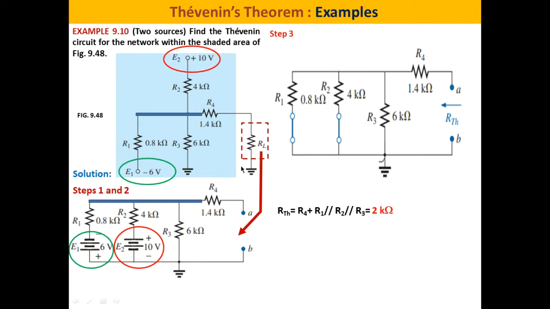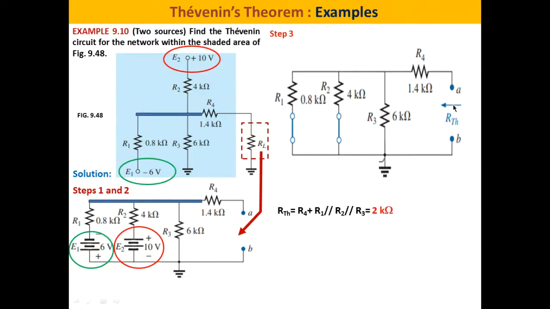Step number 3: we have to make all the sources 0. Here we have 2 voltage sources, and we have to make them 0, so we replace each one by a short circuit. This is what we have done in this figure. We have replaced E1 by a short circuit, and E2 by a short circuit. Then we have to calculate the Thevenin resistance, R Thevenin, seen from AB. What we can see here is R4 in series with a parallel block, which is R1 in parallel with R2 in parallel with R3.